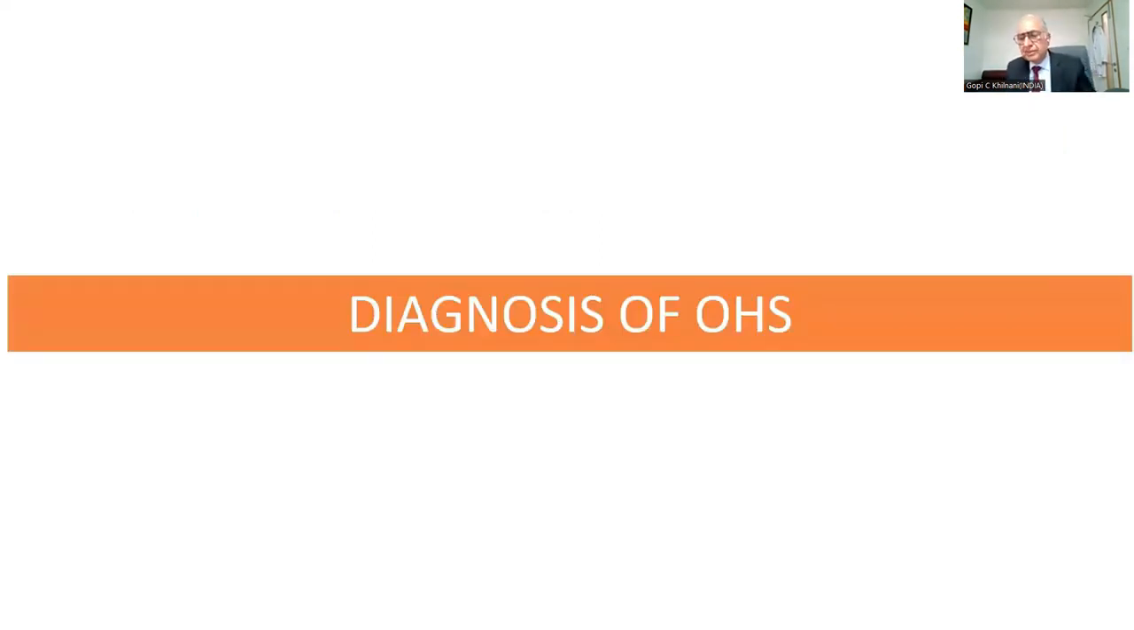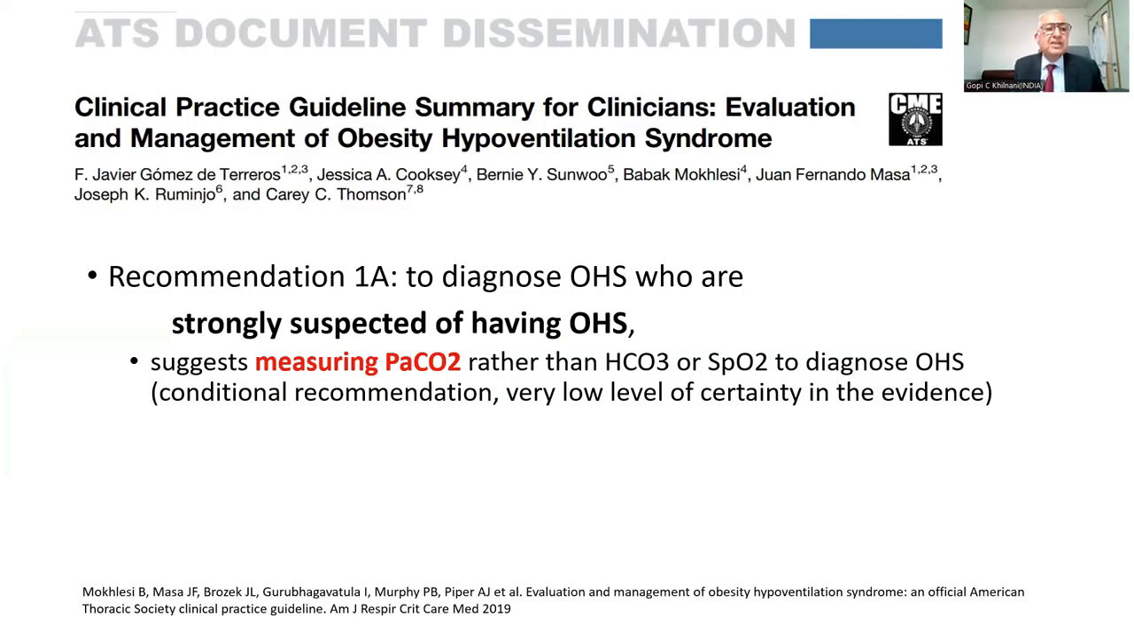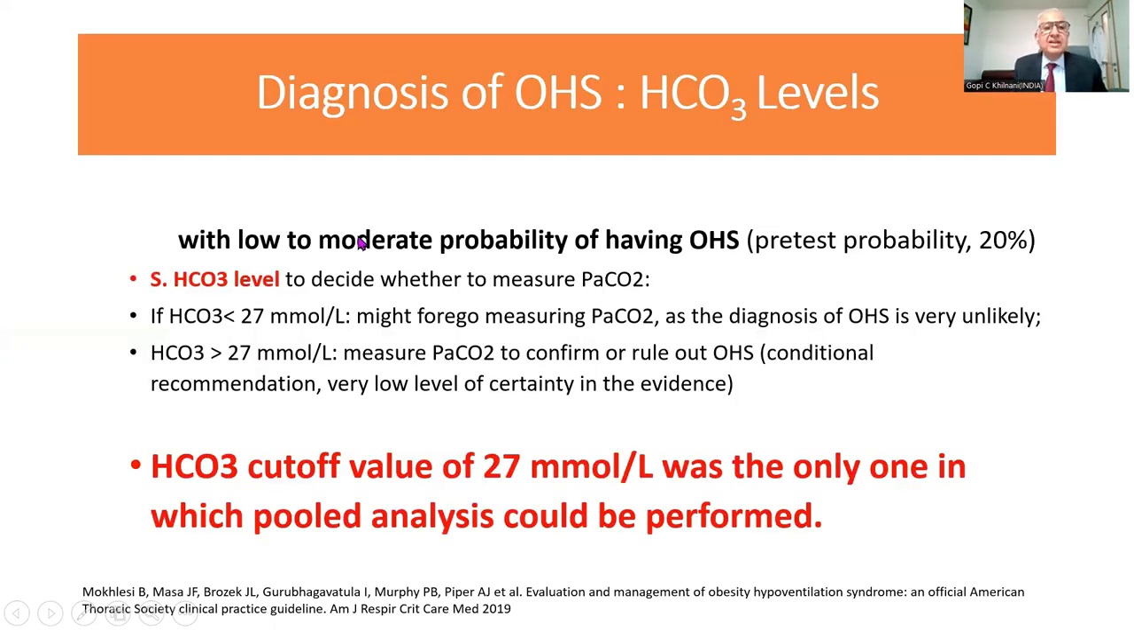So how do we diagnose obesity hypoventilation syndrome? Now this is the ATS document, which says that if the CO2 is high, then it's very likely, this is recommendation 1A, that OHS is there. Now, if there is a low to moderate probability of OHS, then you do a bicarb. If the bicarb is high, you do a PCO2. The bicarb cutoff value of 27 was the only one in which a pooled analysis could be performed. So therefore, it's very important to suspect, diagnose and treat.